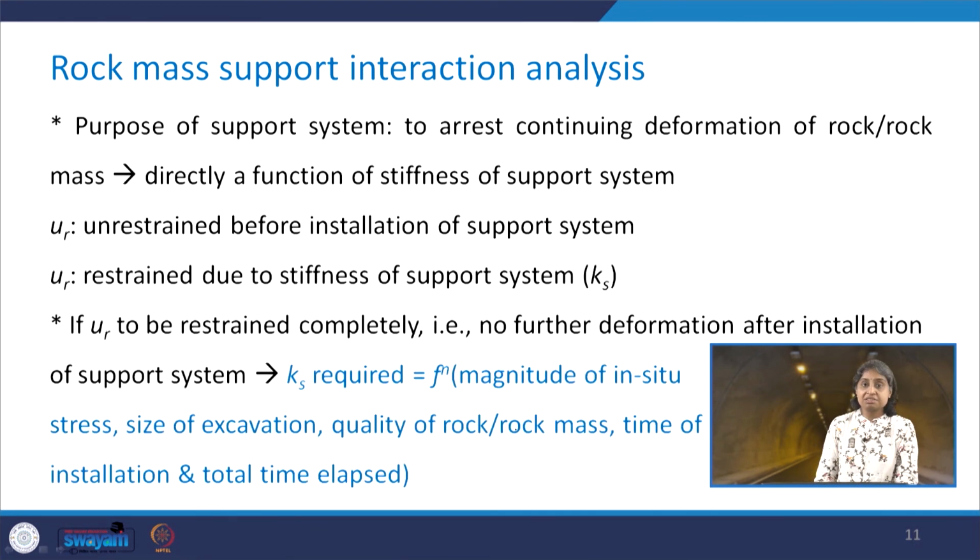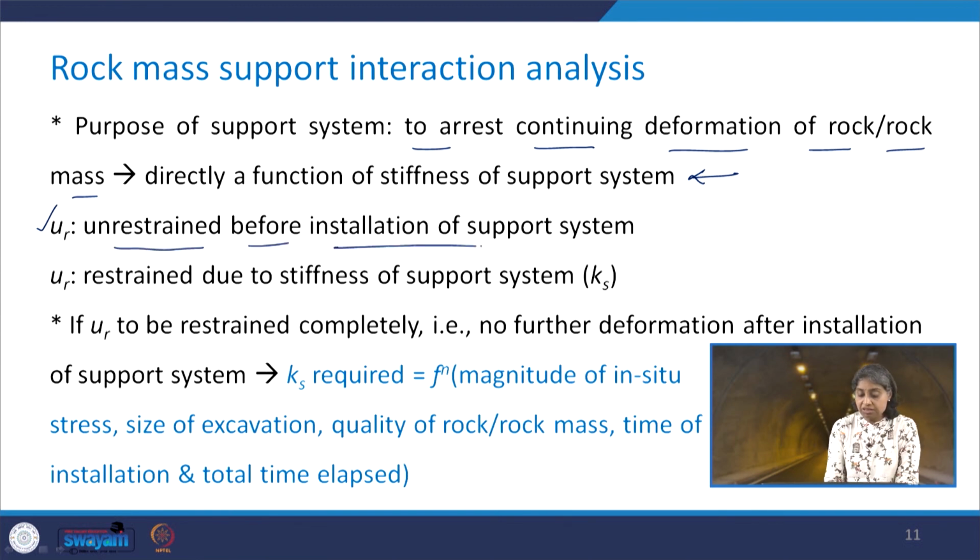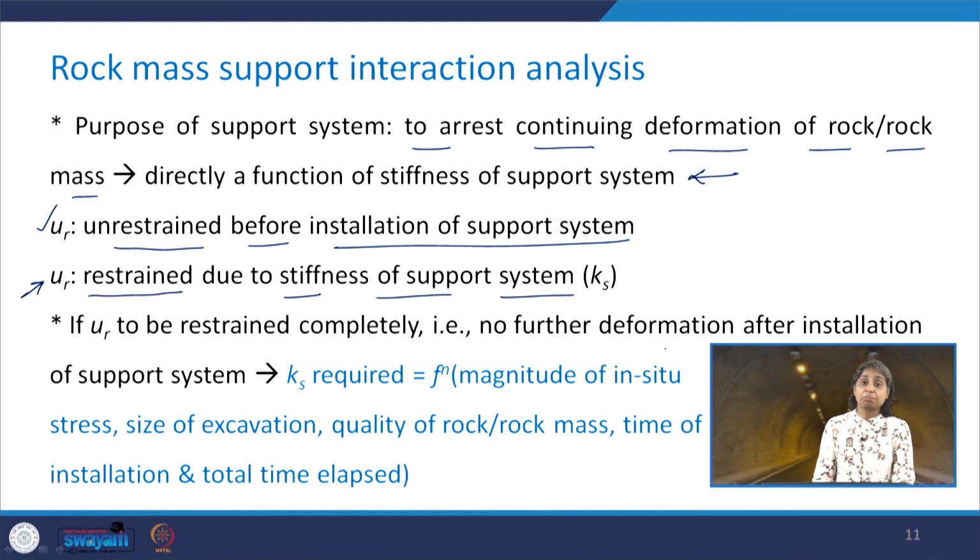What is the purpose of the support system? This is to arrest the continuing deformation of rock or rock mass, and therefore it becomes directly a function of the stiffness of the support system. So, the radial deformation is unrestrained before the installation of the support system, but then this radial deformation becomes restrained due to the stiffness of the support system after it has been installed. Now, if this radial deformation is to be restrained completely, this means that no further deformation of the support system is allowed after its installation.